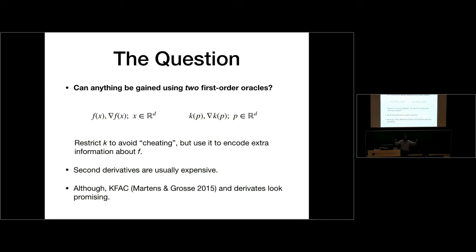Obviously, we have to, at least theoretically, restrict the kind of k's we could choose, because we could cheat and choose one that returns the minimum in one step. So we can't just assume we get any k. But the whole name of the game of this talk is going to be, how can we design k to speed up optimization? And throughout the talk, I'm going to delineate exactly what that means.